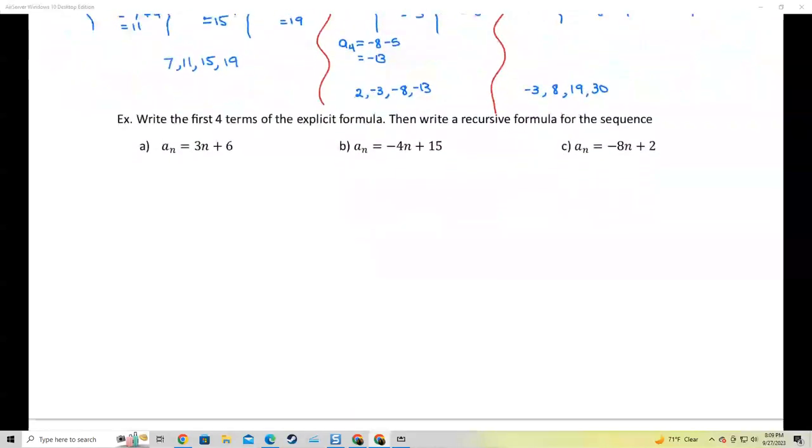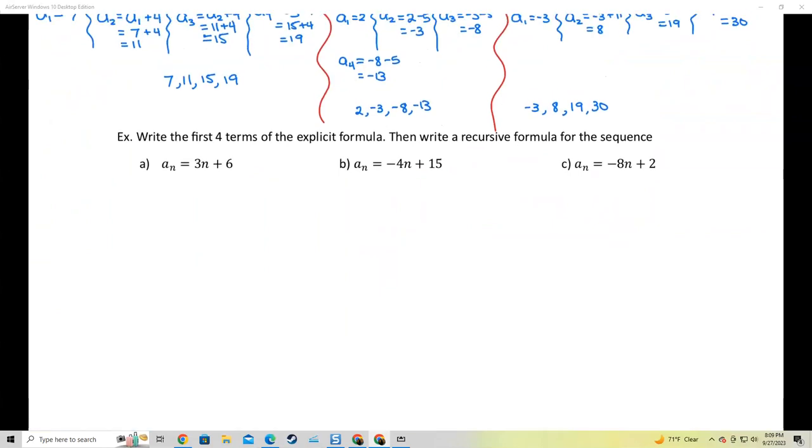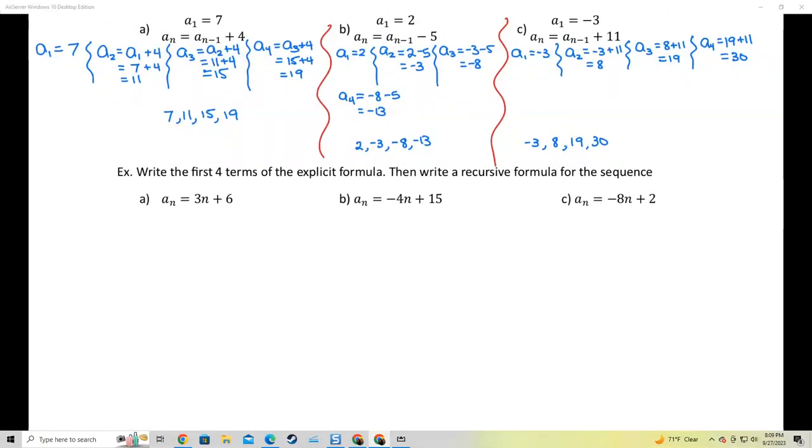All right. On this one, we're going to go ahead and write the first four terms of the explicit formula, then write a recursive formula for the sequence. What happens a lot in this case is we start getting the formulas confused. There's a big difference between an explicit formula, which doesn't have the previous term, and the recursive formula, which does have a previous term. Check this out. There is nothing about a previous term there. It just says a sub n equals 3n plus 6.